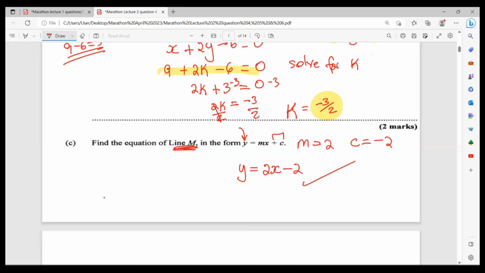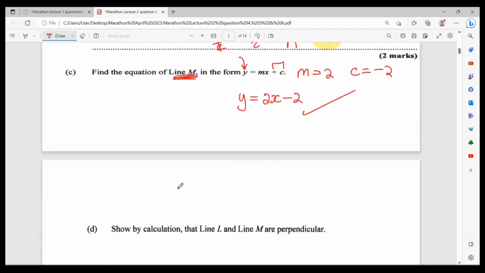Any question pertaining to that? All right. Let's continue looking at more.